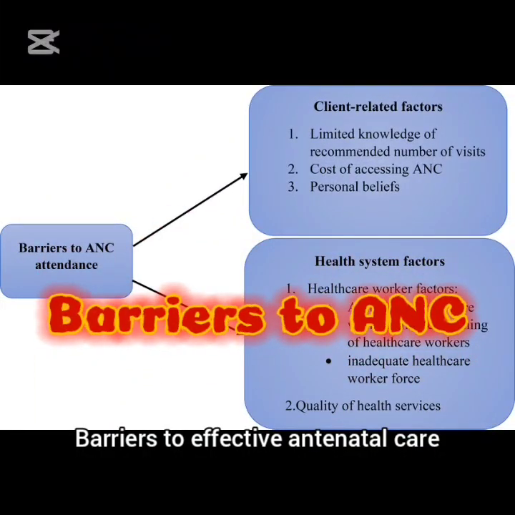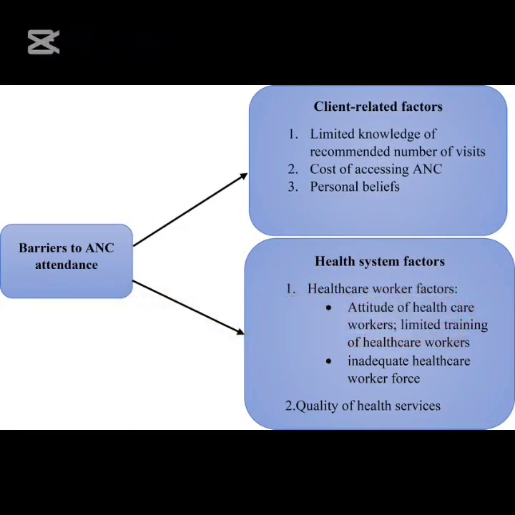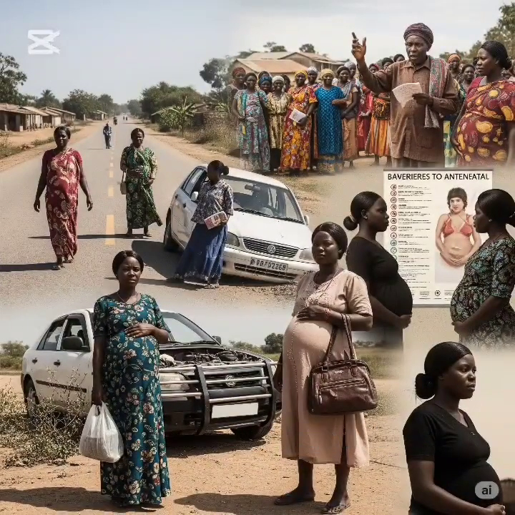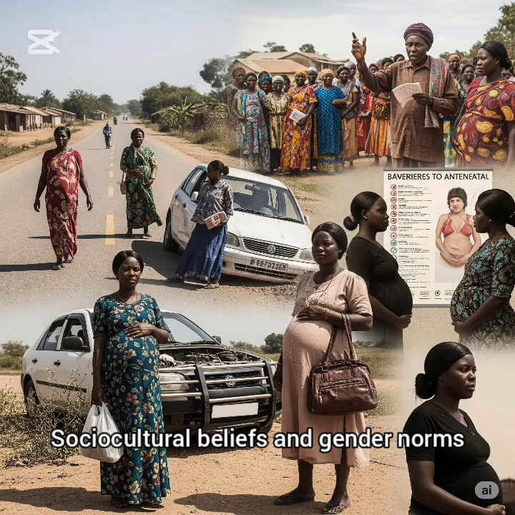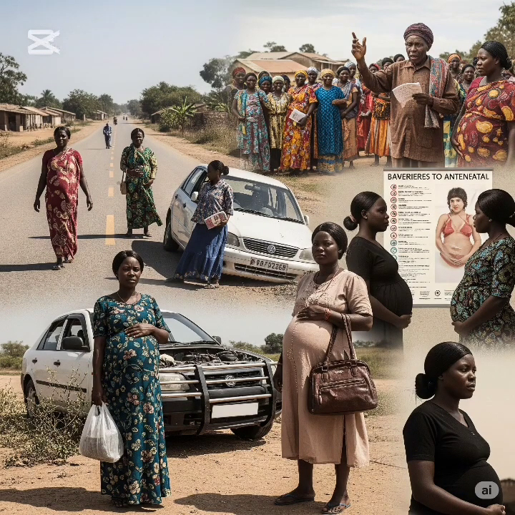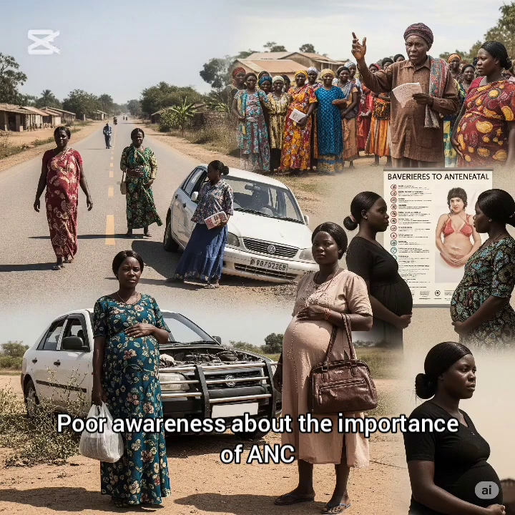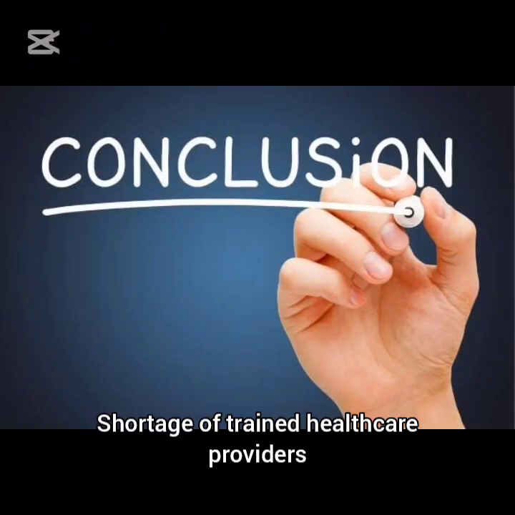Barriers to effective antenatal care. Lack of access to health facilities, especially in rural areas. Socio-cultural beliefs and gender norms. Financial constraints. Poor awareness about the importance of ANC. Shortage of trained healthcare providers.